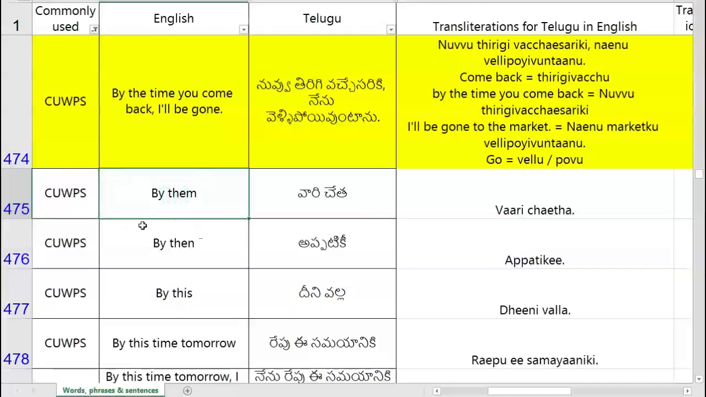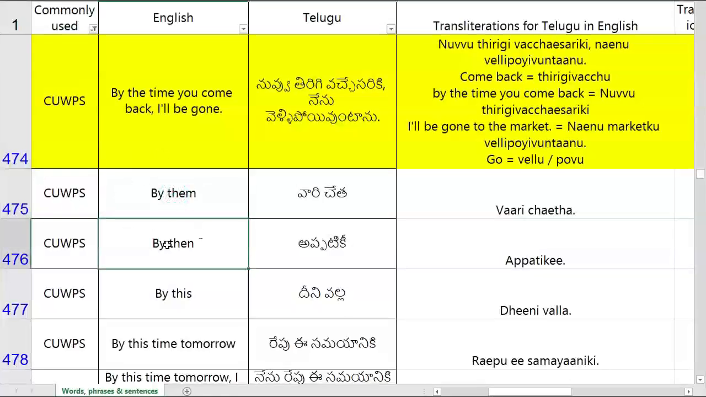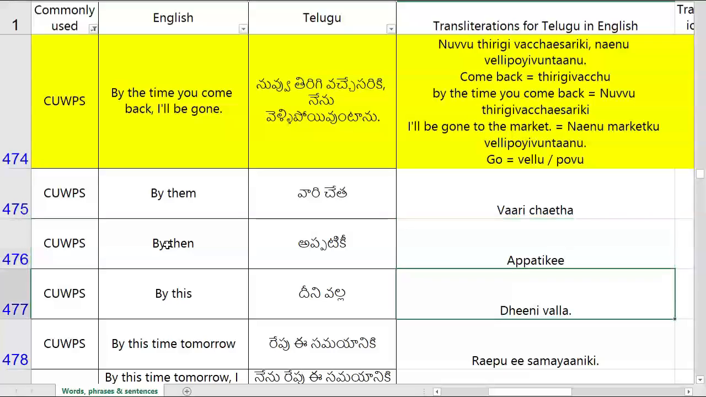We are learning the commonly used phrases and sentences starting with B. By them. By them means vari cheta. By then means appatiki. By this means dini valla.